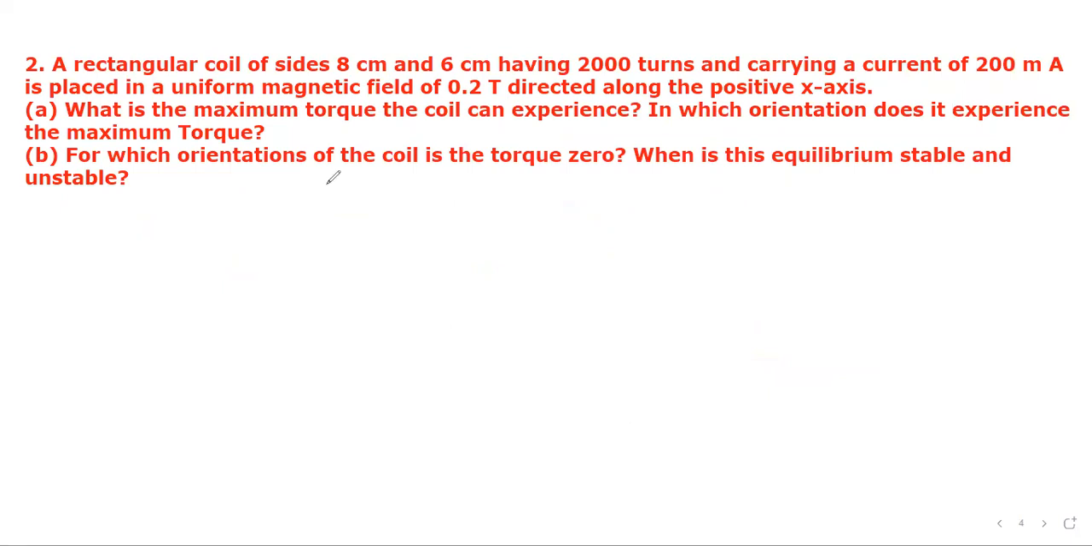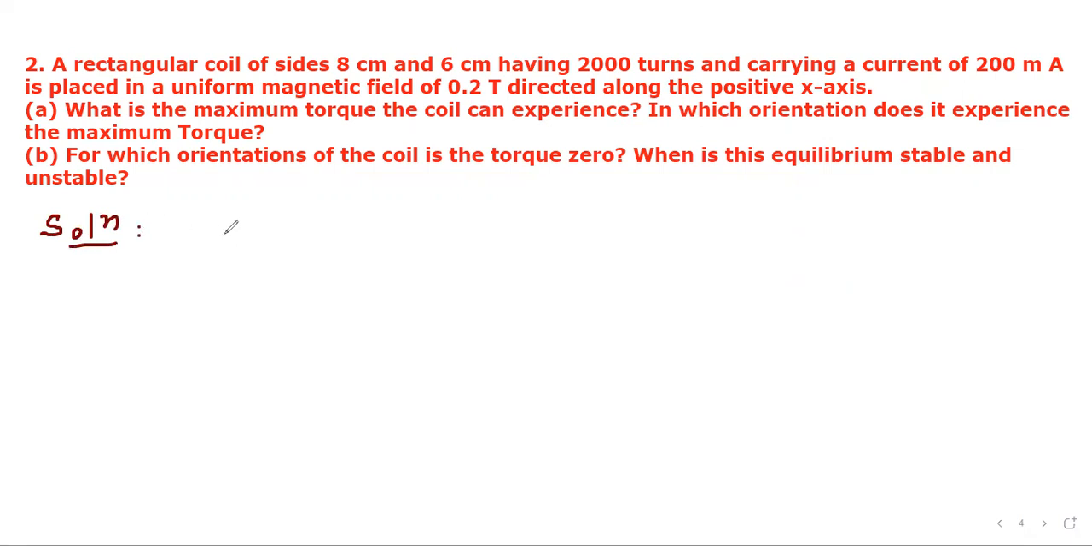Let's take the next question. A rectangular coil of sides 8 cm and 6 cm having 2000 turns and carrying a current of 200 milliampere is placed in uniform magnetic field of strength 0.2 Tesla directed along the positive x-axis. What is the maximum torque the coil can experience? In which orientation does it experience the maximum torque? And second point, for which orientations of the coil is the torque 0? When is this equilibrium stable and when is it unstable? So let's write the solution.